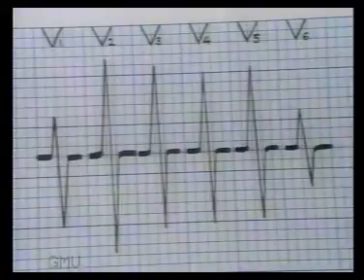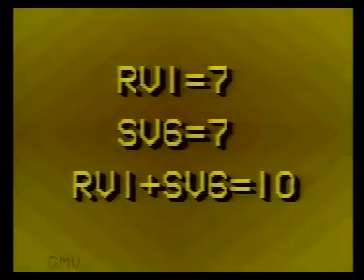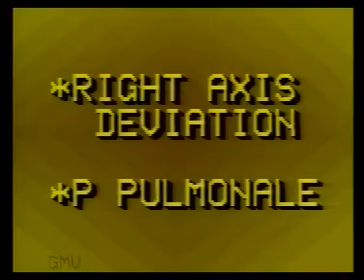The criteria for diagnosis of right ventricular hypertrophy are R wave in V1 more than 7 millimeters, or S wave in V5 or V6 more than 7 millimeters, or addition of both more than 10 millimeters. Right ventricular hypertrophy may or may not be associated with right axis deviation, and often there will be P pulmonale of right atrial hypertrophy.